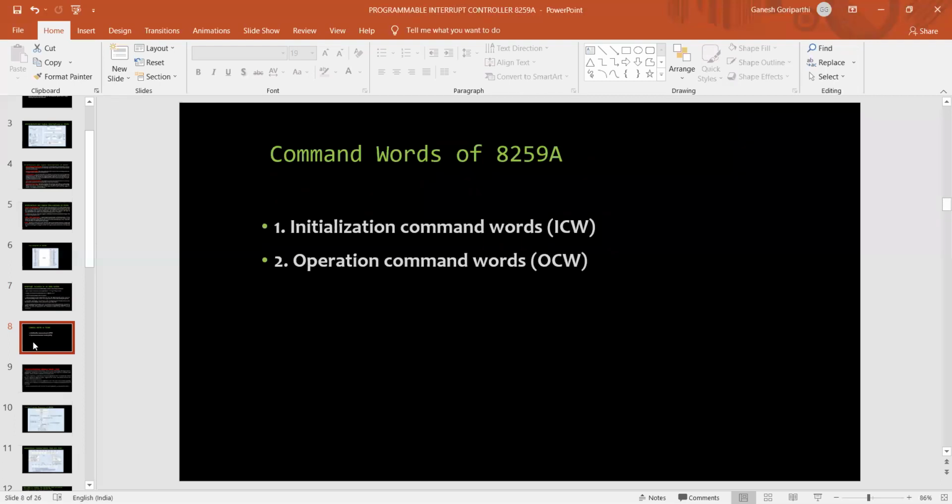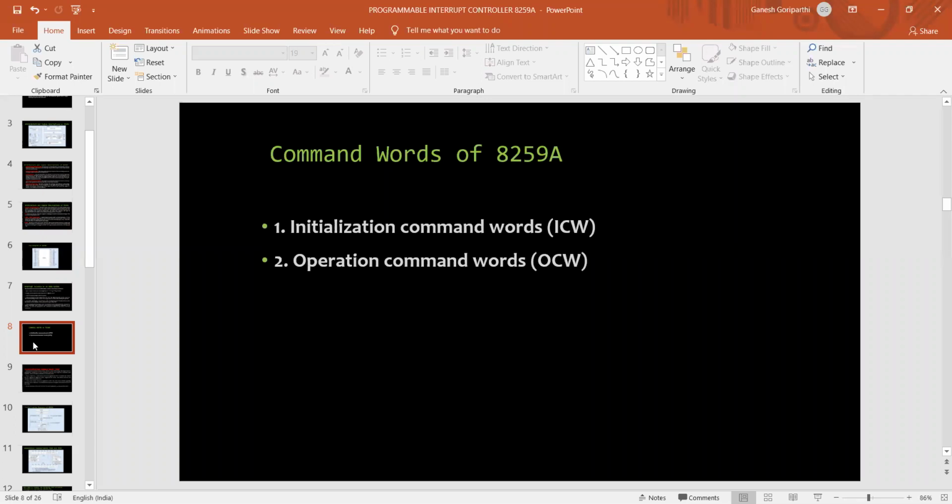Okay, these are the commands. These are the command words that tell the interfacing devices how to work, in which mode to work, what bit to select, what bit to reset. So these are the things that tell the 8259. And for the 8259, we have two such types of command words.